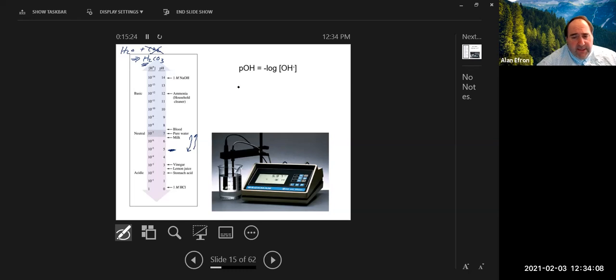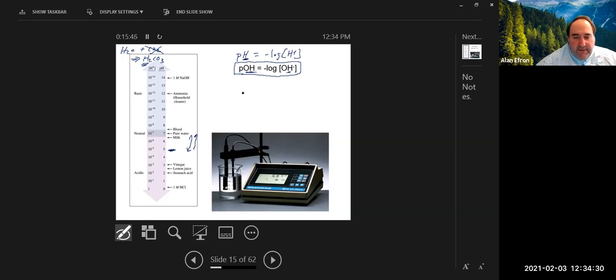And the pOH is equal to minus the log of the OH minus concentration. The name actually tells you what you need. pOH means you need the OH minus concentration. pH, like we just were talking about, you need the H plus concentration, right? So the name tells you what you need.